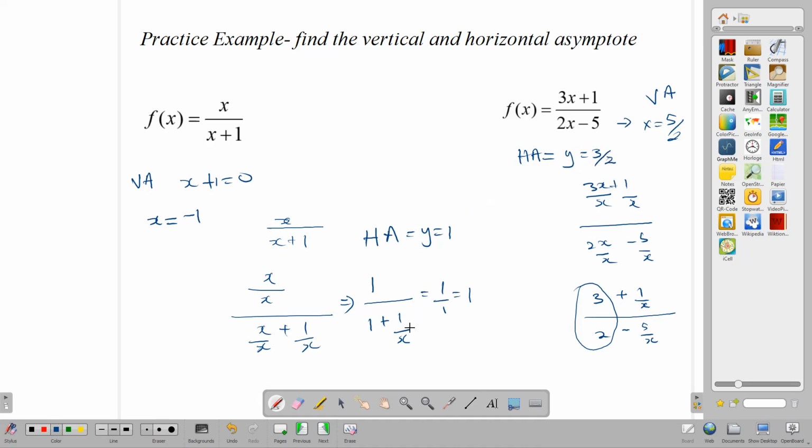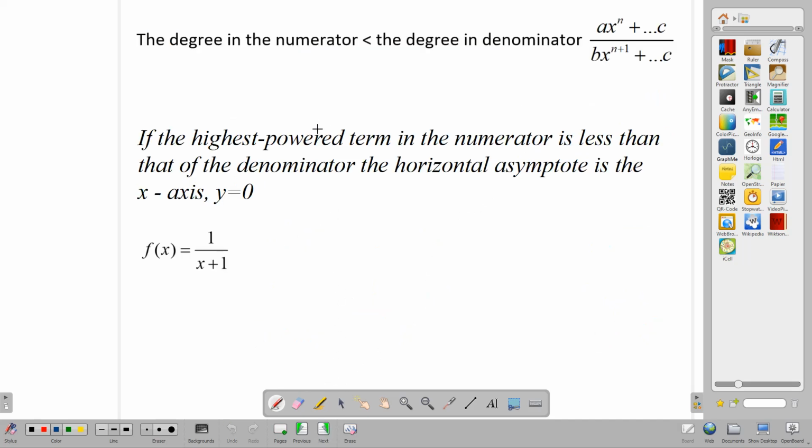All right, let's continue. The second case is where the denominator has a larger power than the numerator. So if our highest powered term in the numerator is less than that of the denominator, then the horizontal asymptote is the x-axis, or the line y equals 0.